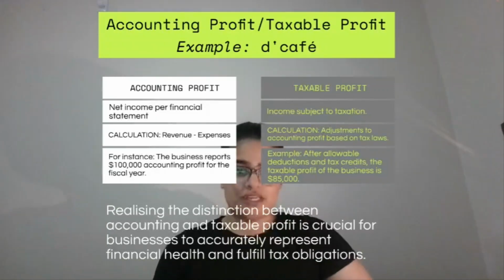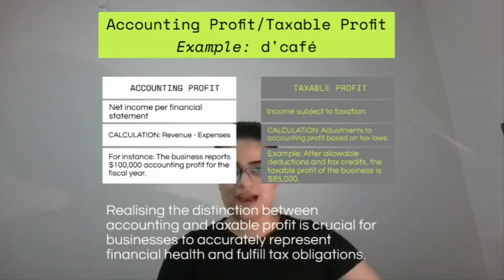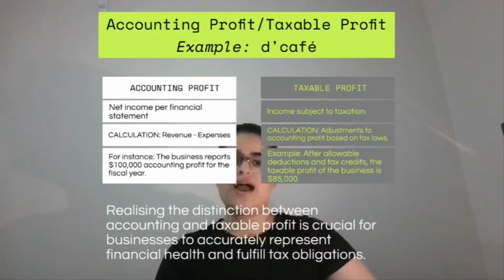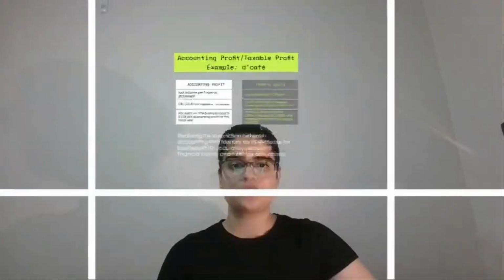And then the taxable profit, on the other hand, is the income which would be subject for us to be taxed on, which can be calculated by making adjustments to the accounting profit based on the tax laws imposed on us currently. And realizing the distinction between accounting and taxable profit is crucial for businesses to accurately represent financial health and fulfill their tax obligations.